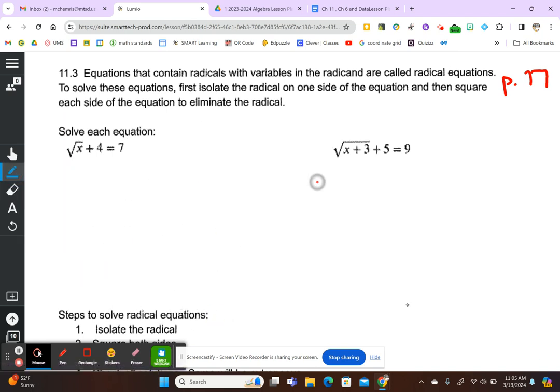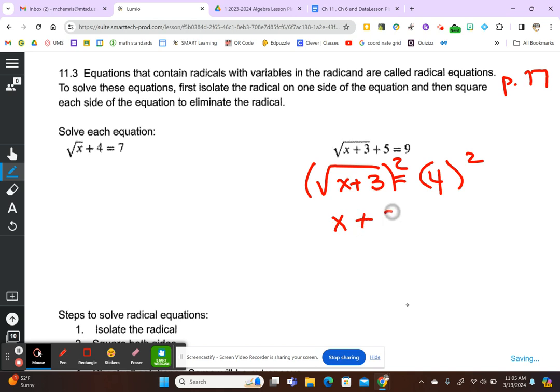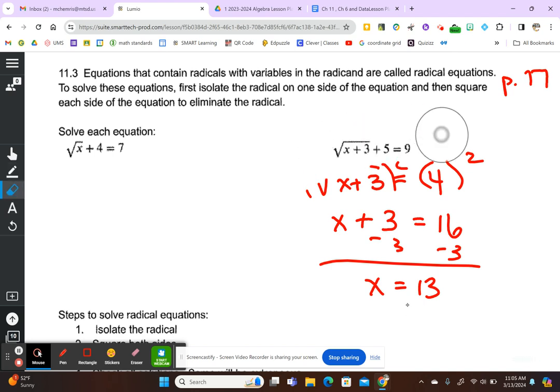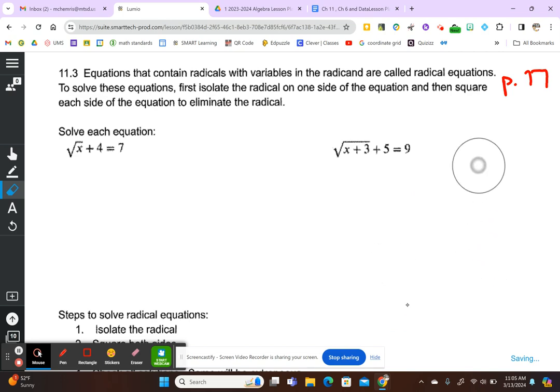So now for this next one, the square root of x plus 3 plus 5 equals 9. I'm going to subtract 5 from both sides, equals 4. Now I'm going to square both sides, and this becomes x plus 3 equals 16. Subtract 3, x equals 13. I'm going to plug it back in. 13 plus 3 is 16. Square root of 16 is 4. 4 plus 5 is 9. So that works.